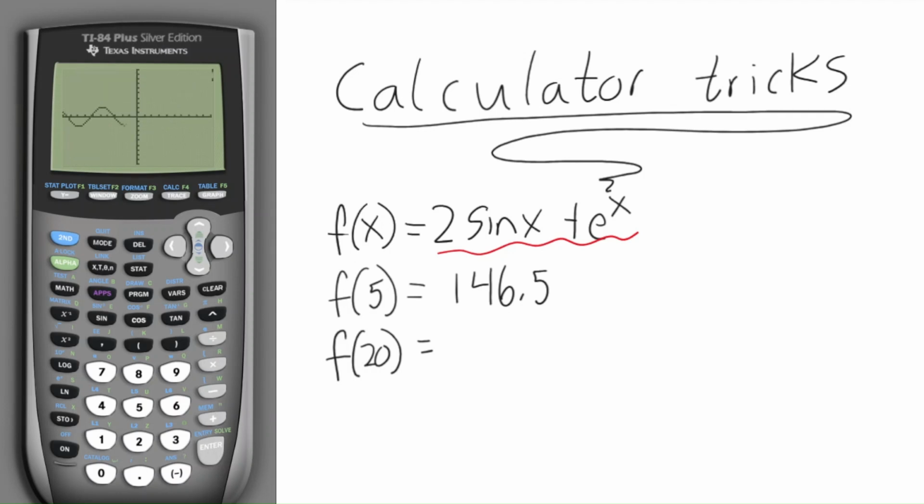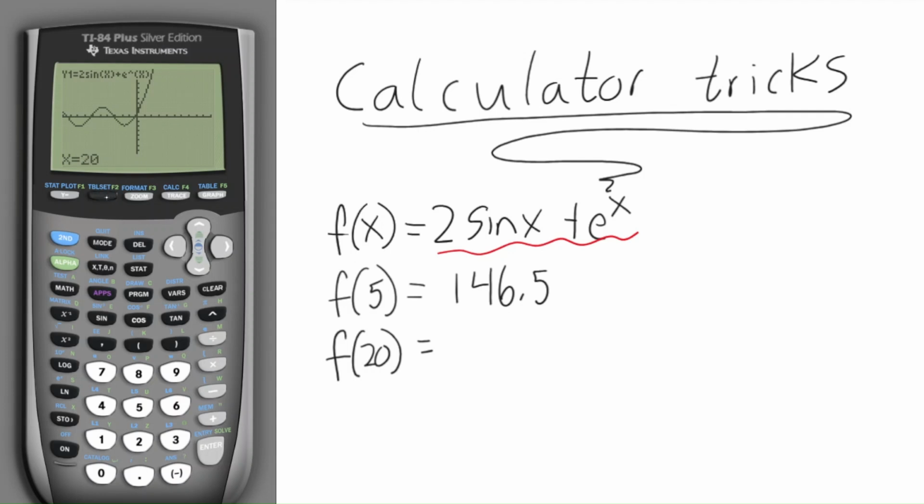Now at this point, I have a couple of choices. One option is to just hit the trace button. So I hit trace and then say 5. When I hit trace 5, enter, I get that same 146.5. Great. Okay, how about 20? If I type in 20, oof, that's not going to work. That's the downside of this, you have to actually see it on the graph. And the problem is that I see only up to 10 on my graph.